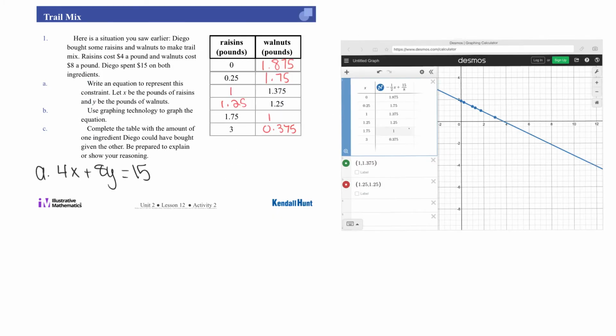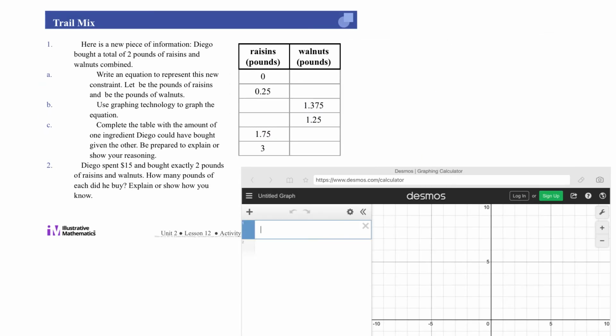With all that being said, we were able to complete the table with the amount of one ingredient Diego could have bought, given the other one. This is our reasoning. We would use our Desmos graph to prove it. All right, here's a new piece of information.